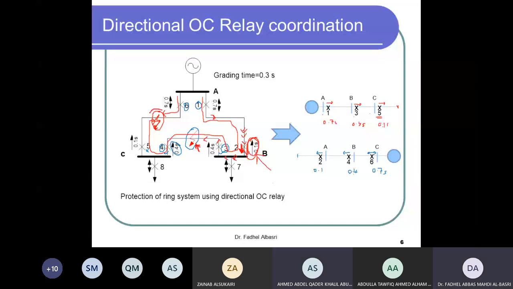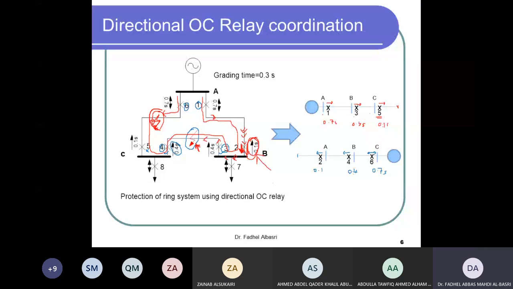اوكي، الحين لو الفولت غيرناه الى المنطقة هاي بين 5 و 6، شلون بيكون اتجاه الكرنت؟ بيكون من بريكر 1 to breaker 2 to breaker 3 to breaker 4 to breaker 5 and reach the fault point.